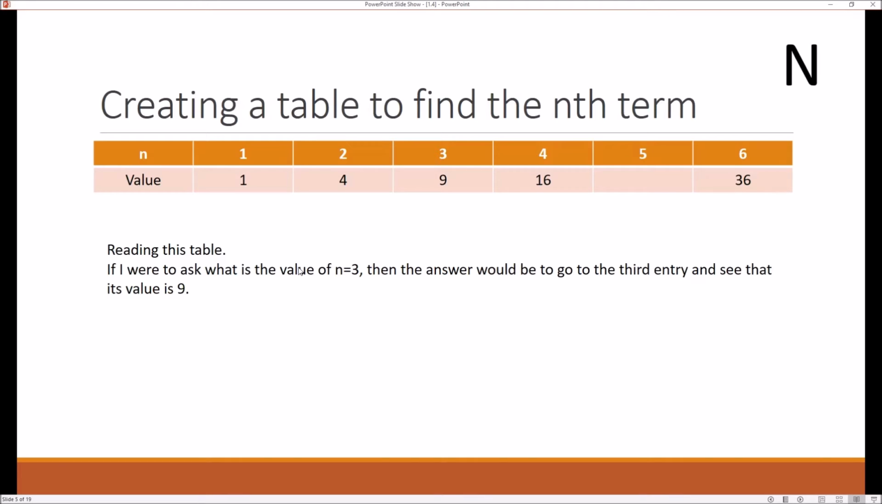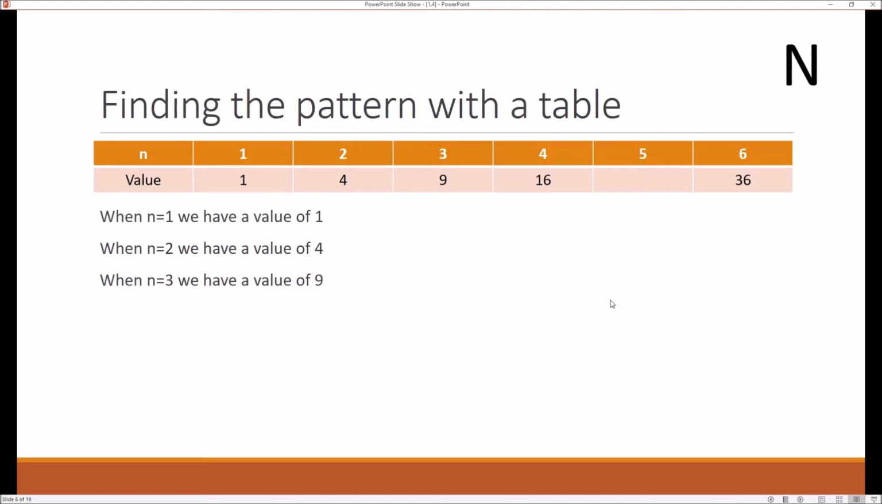So now, if I ask you on the quiz what is the value of n equals 3, we would go up here. We would see that 9 is the value, so we can say n equals 3 is equal to 9. What is the value of the sequence at n equals 6? So I'm going to go across that row, go to n equals 6, and see that its value is 36. So we already discussed the pattern here, and that's just n squared is equal to the value for it.